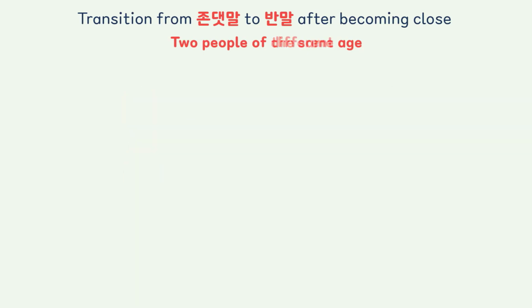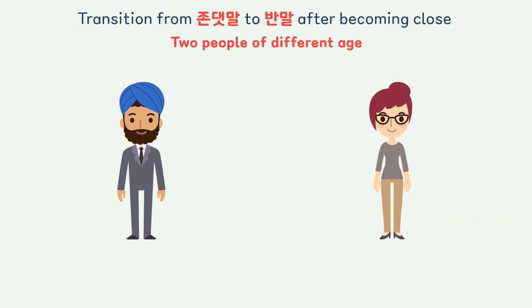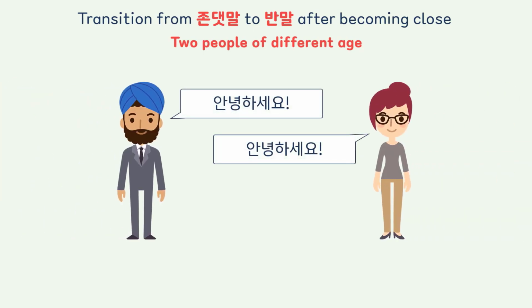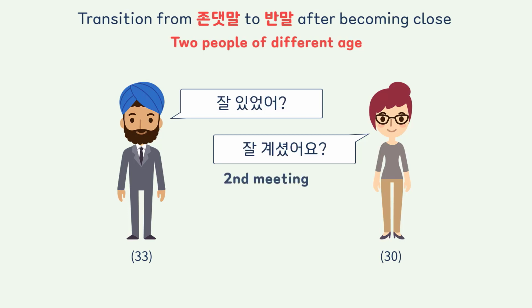However, things change when there is an age gap in the relationship. When two people with an age gap meet, they still start off using 존댓말. And how they transition from using 존댓말 to 반말 depends on how big the age gap is. If the age gap is only a few years, then the older person might start using 반말 after meeting the younger person 2 or 3 times. And the younger person might start using 반말 with the older person maybe after the 6th or 7th meeting.